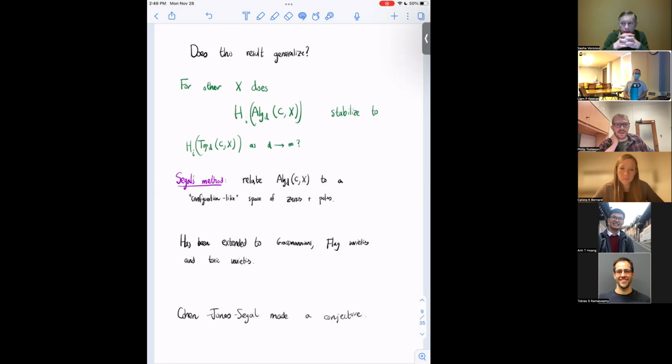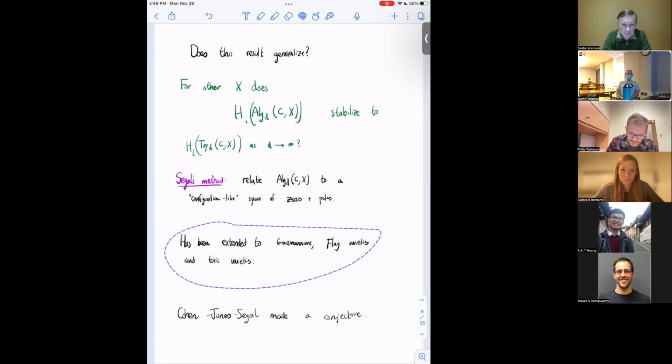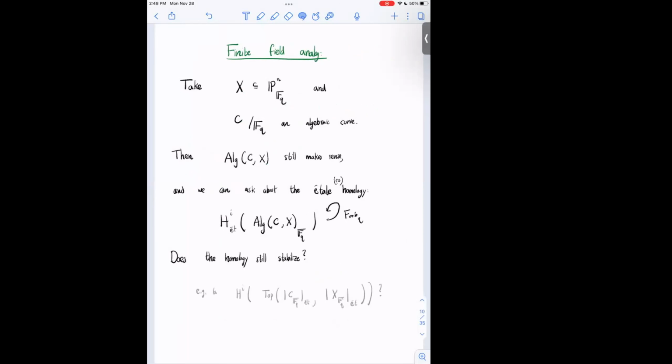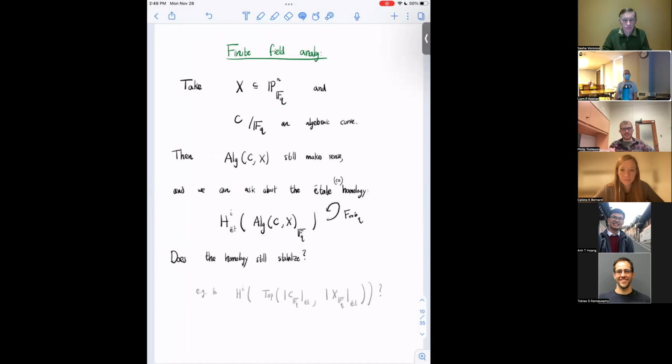So the question is, how far does this kind of result generalize? I'll say a little bit more about various generalizations, but people have used variants on Siegel's methods to do things for certain homogeneous spaces like flag varieties and Grassmannians, and toric varieties. And there's a general conjecture due to Cohen, Jones, Siegel, but I won't say that here. Okay.